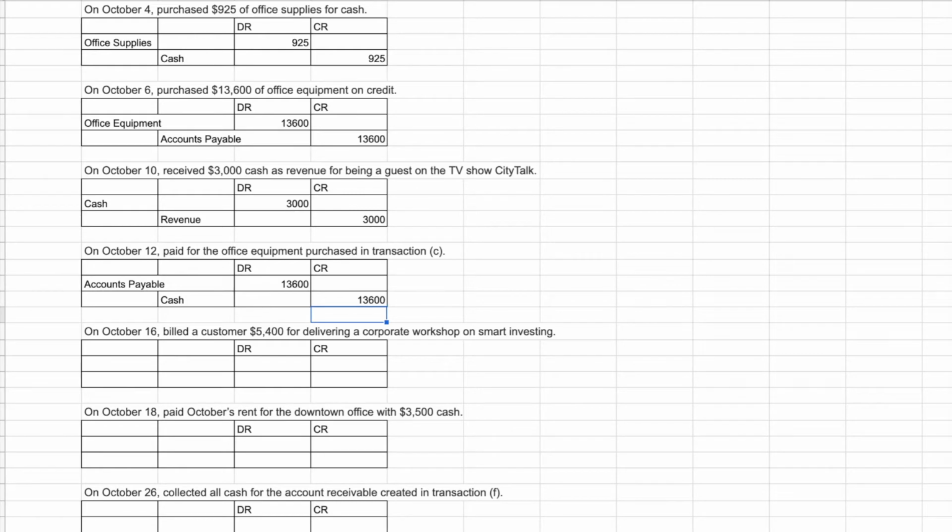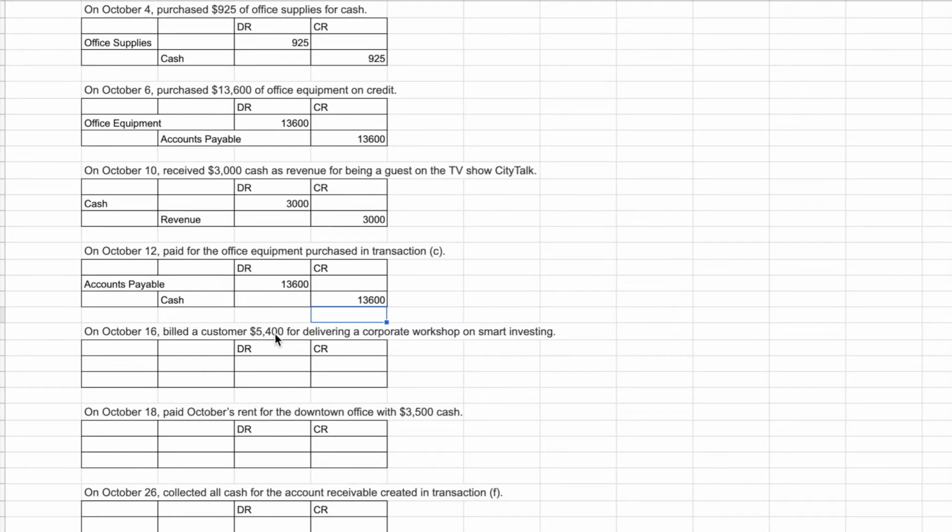So that would be the journal entry for that one. Okay, on October 16th, he billed a customer for $5,400 for delivering a corporate workshop on smart investing. So he billed the customer. There's no indication of any money or anything like that. What we're doing instead is recognizing that he earned revenue. Okay? So this is an accounts receivable and revenue.